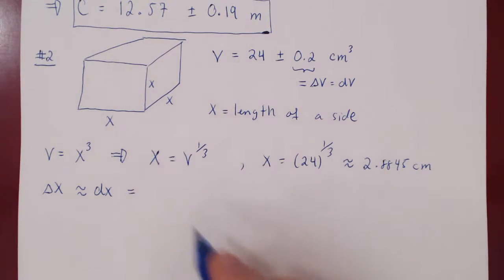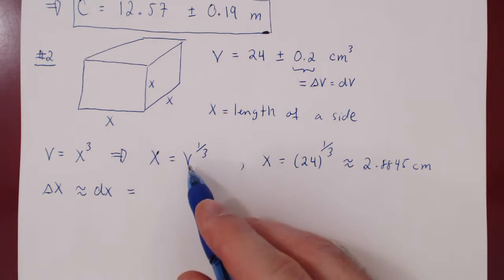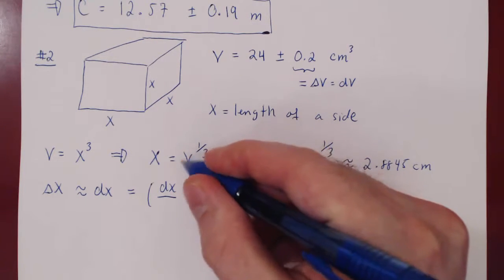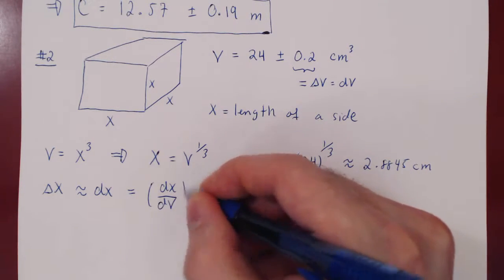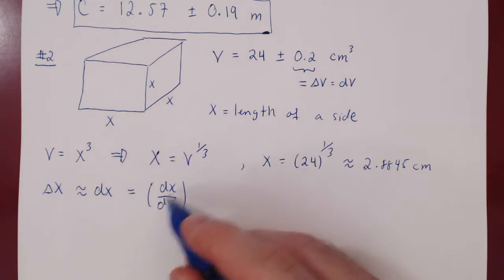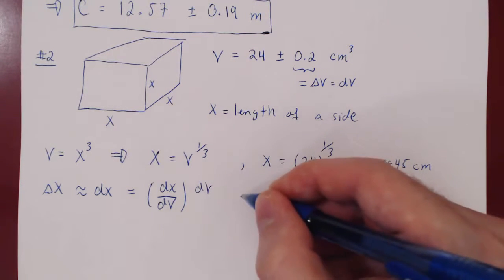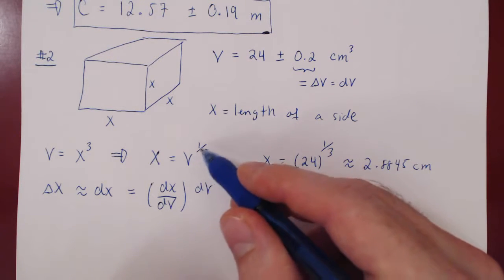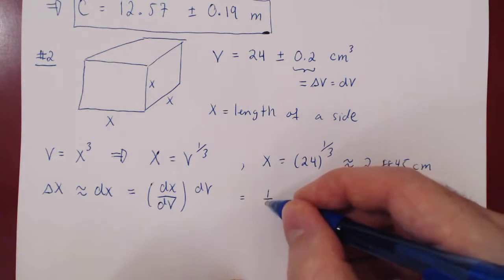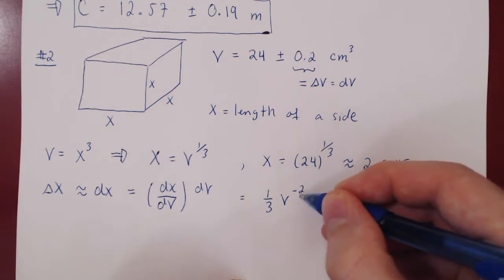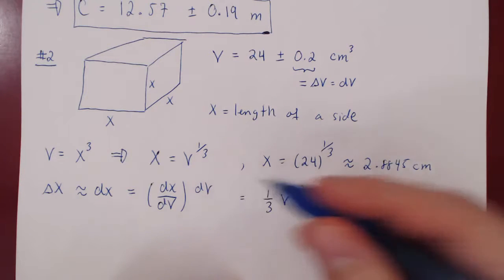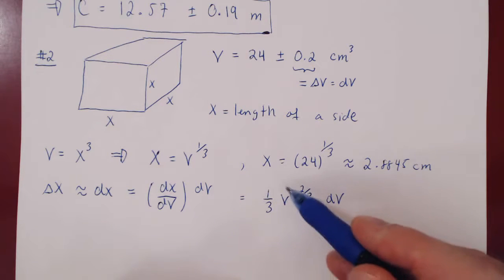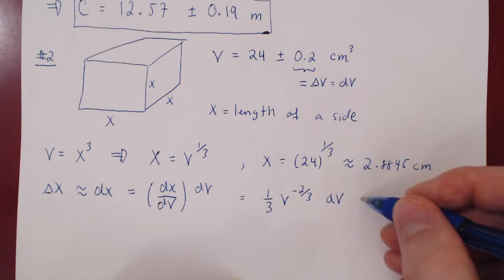So x depends on the value of the volume. And now we find a differential. Because x is a function of V, the differential dx is the derivative of x with respect to the independent variable. Of course, to get dx, we have to multiply by dV. Well, what is the derivative of x with respect to V? Using the power rule, we get 1/3 V to the negative 2/3 times the differential dV. Now we have our differential dx for any value of V and dV.